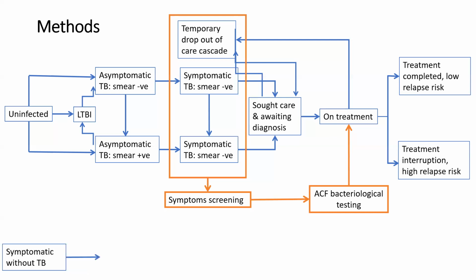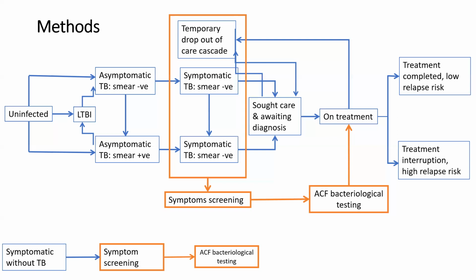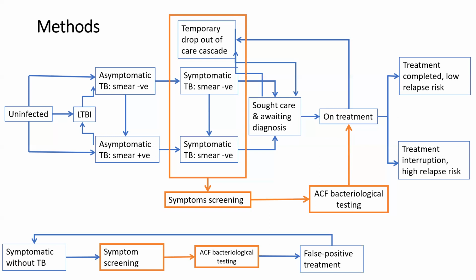Individuals with symptoms without TB progress through active case finding. They are screened based on their symptoms, then bacteriologically confirmed after symptom screening, and finally there is a false positive treatment that can happen due to active case finding, or they can regress back to symptomatic without TB.